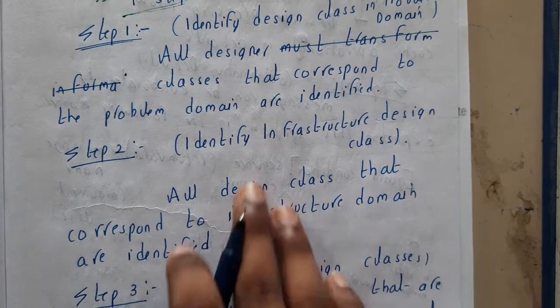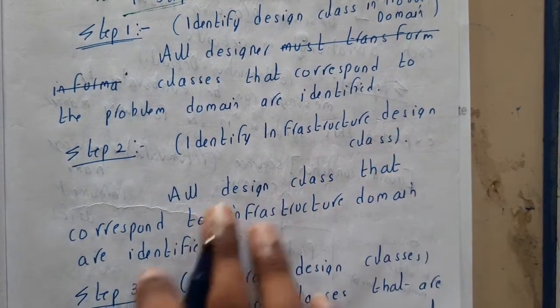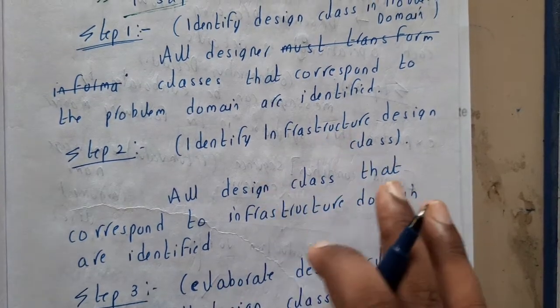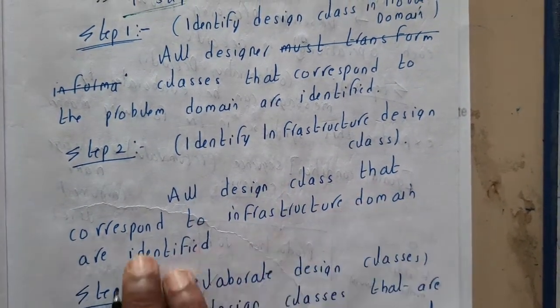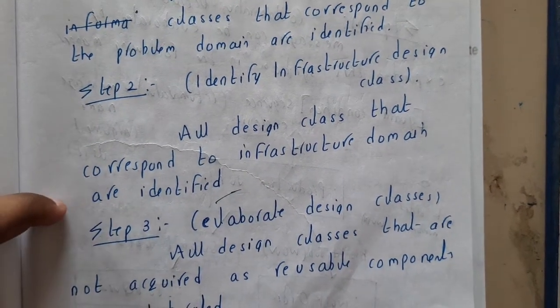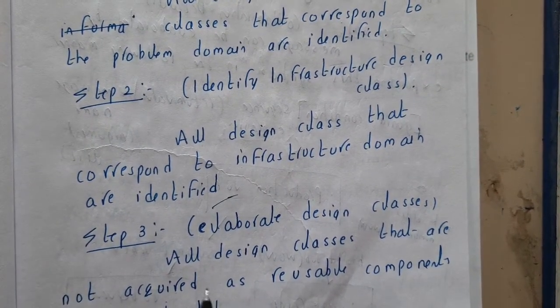Similarly, step 2 also: identify the infrastructure design classes. You decided on an architecture, right? So is the architecture good or not? You'll be checking once again. All design classes that correspond to the infrastructure domain are identified. Okay, that is also done. So from step 3 we'll be starting from here, guys.